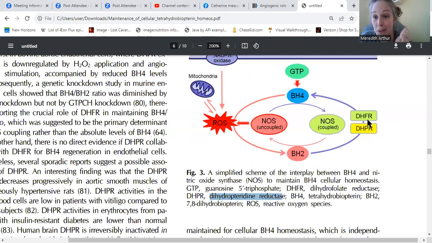Okay, so we need DHFR. Folinic acid bypasses that, so it won't put pressure on your DHFR enzyme. We need DHFR to recycle BH2 to BH4. Otherwise, we're going to have uncoupled iNOS or eNOS or any NOS, including mitochondrial NOS, because there's one of those too. So there's eNOS, iNOS, mitochondrial NOS, and there's one more. Oh, the one in the nerves. So the nervous system NOS. We want those all coupled.